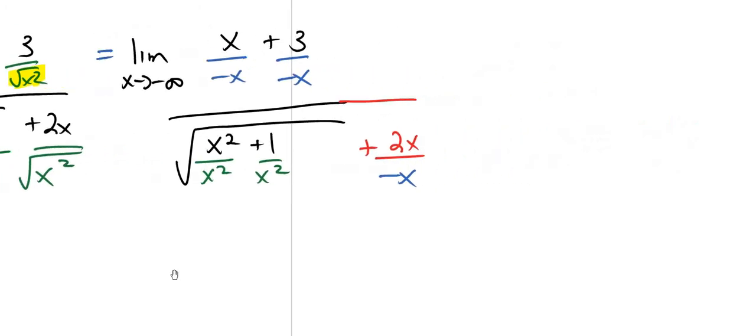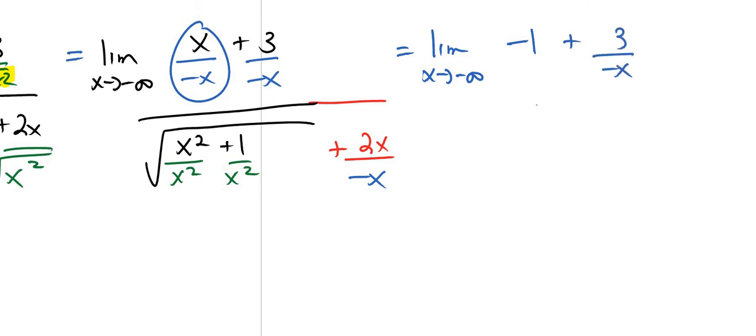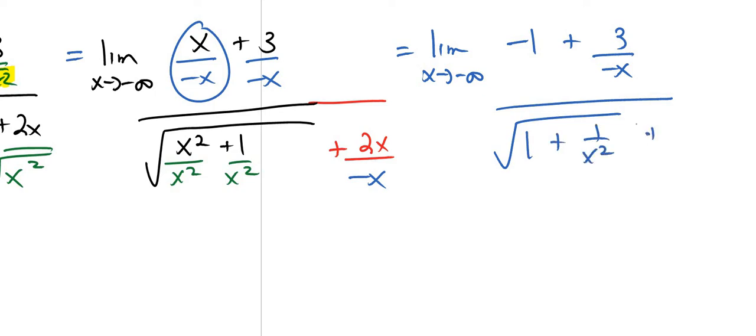Okay, let's go ahead and simplify this. This will be the limit as x goes to negative infinity. This expression here is going to be negative 1 plus 3 over negative x divided by the square root of 1 plus 1 over x squared. And this part right here, there's a plus sign and a negative sign. So that's going to be negative 2 because those x's just cancel off.